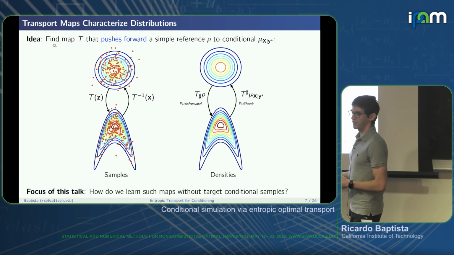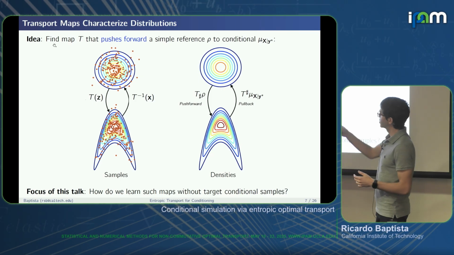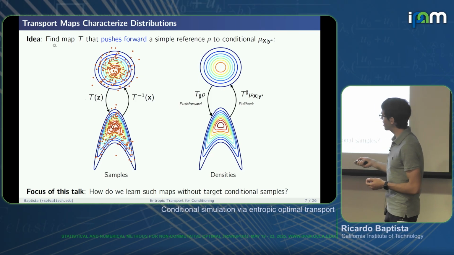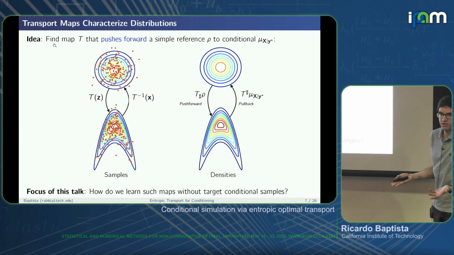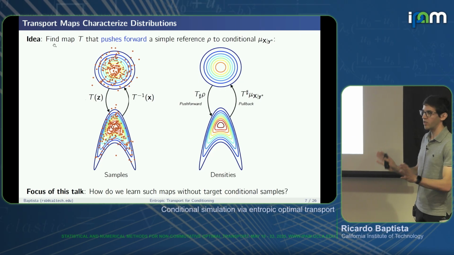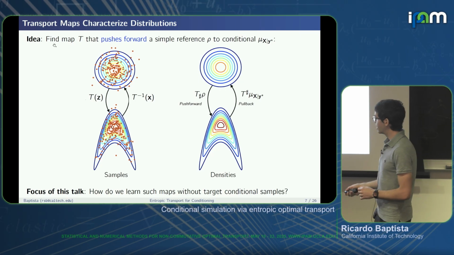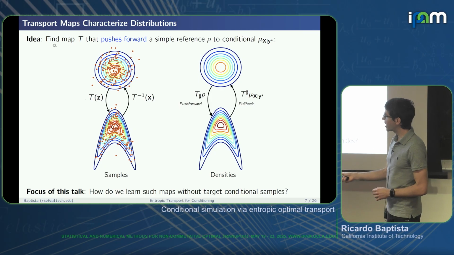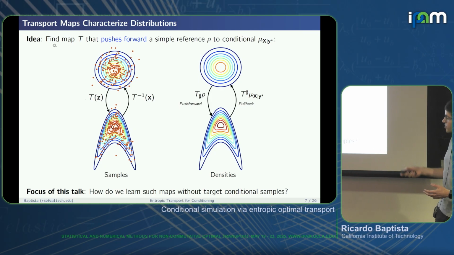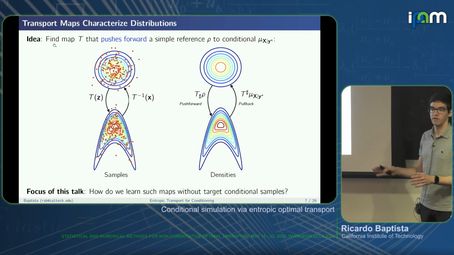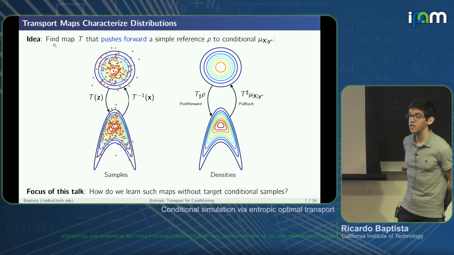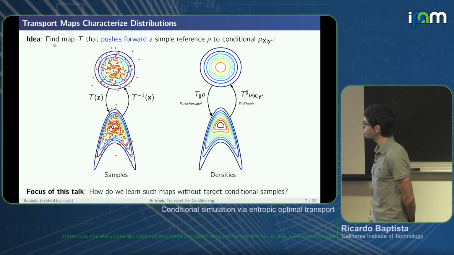Now, if we had samples from some reference, like a standard Gaussian, and the conditional we're interested in to begin with, then we can just apply our typical estimators. The question is, how do we learn such maps when we don't have samples at all from the target conditional that we're interested in?